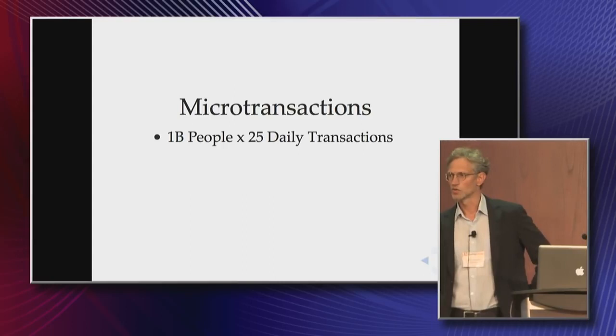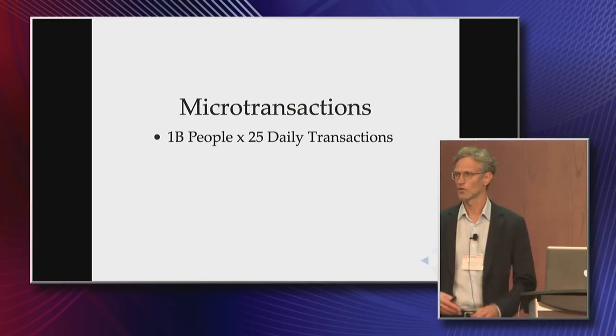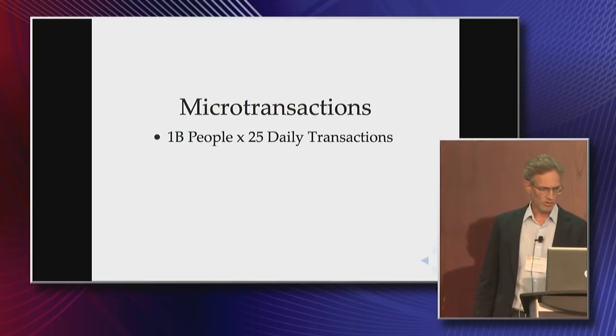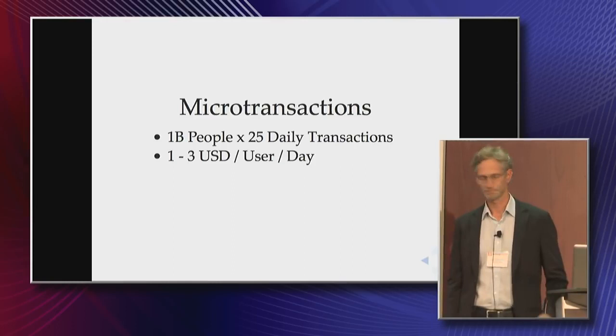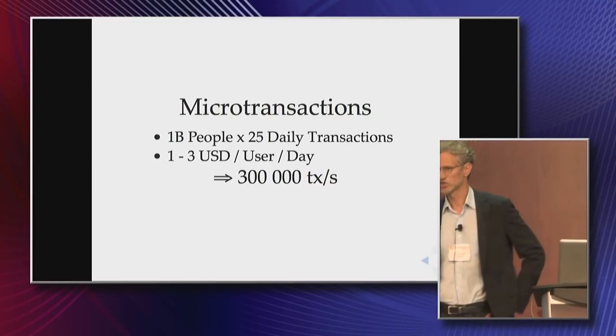To give a little perspective on scale, let's say 1 billion people make 25 small transactions a day. That's maybe a fifth of your average page views people do today on the internet. So these are really small amounts, so a user would only spend a few dollars a day on this. My point is, this is actually a lot of transactions. On average, it's about 300,000 transactions per second.